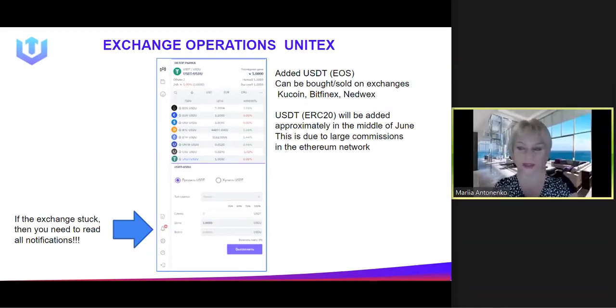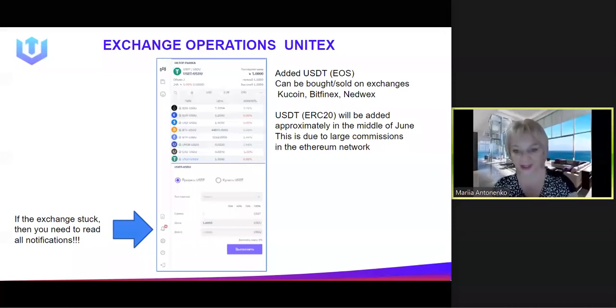As for USDT on EOS, we observed the whole situation for 2 days. We observed the behavior of our users, and people, I guess, saw this USDT token on EOS for the first time. They didn't know where to sell it, where to buy it. Yes, it's not on Binance.